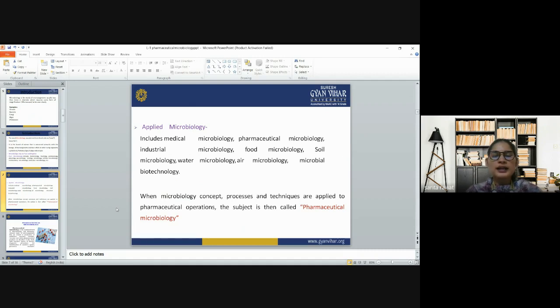So these are the areas where we follow applied microbiology, and our subject, pharmaceutical microbiology, comes under applied microbiology. When microbiology concepts, processes and techniques are applied to pharmaceutical operations, that subject is called pharmaceutical microbiology.